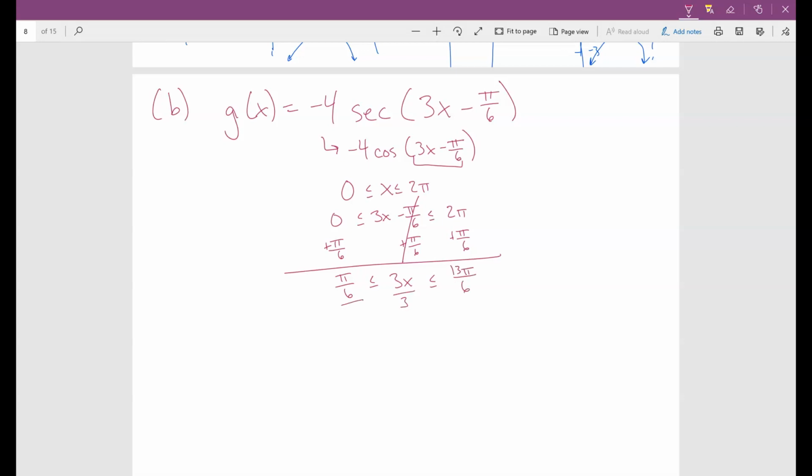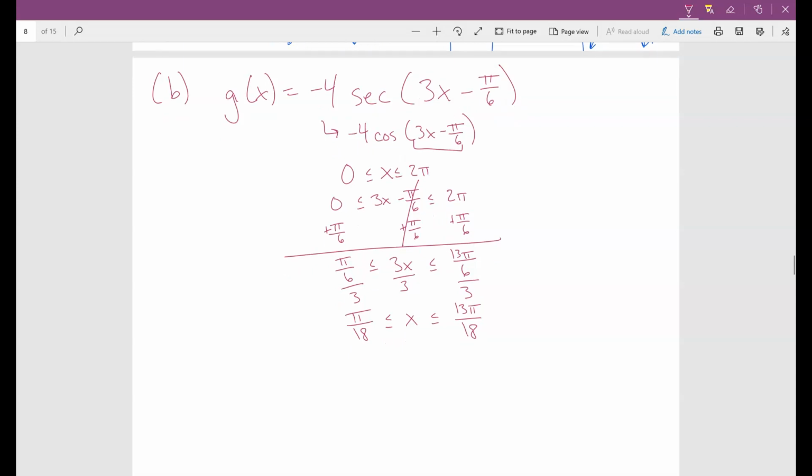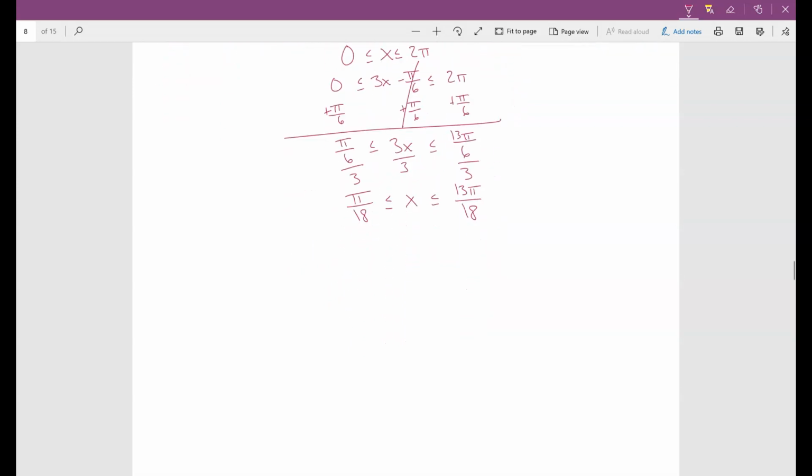And now we're going to divide by 3. So you're going to get pi over 18 less than or equal to x less than or equal to 13 pi over 18. Okay, so these numbers are a little bit uglier than before. So now let's go ahead and graph this. So we're graphing the cosine. So we're starting at pi over 18 and we're ending at 13 pi over 18. All right, so let's find the midpoint. So 13 pi over 18 plus pi over 18, divided by 2.